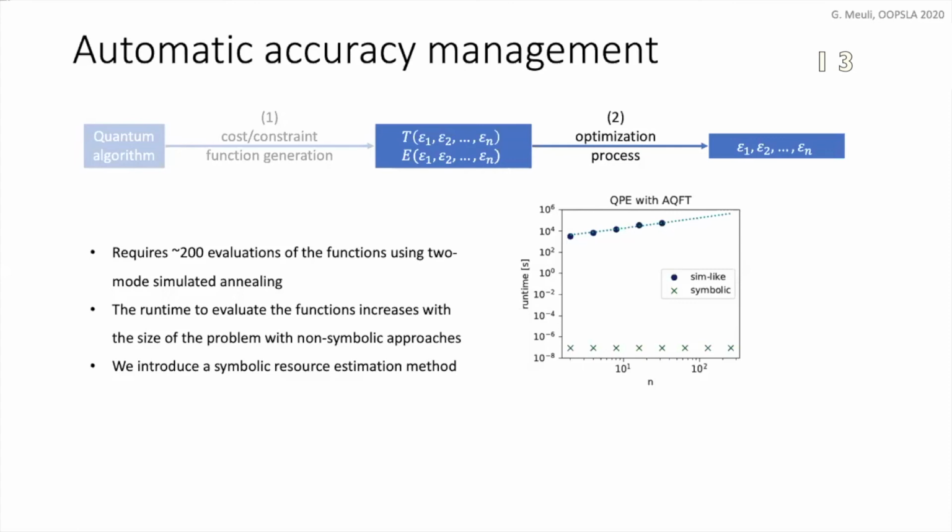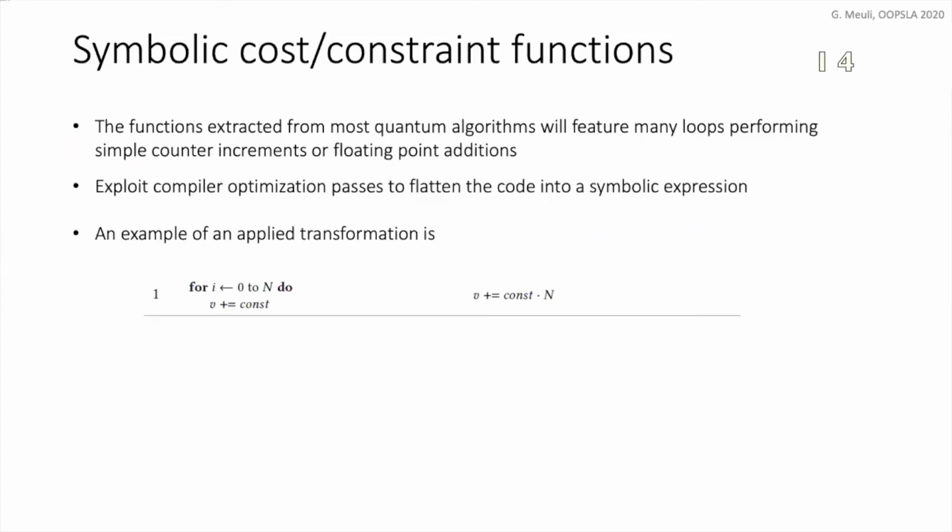Instead, we propose to generate T and E as symbolic expressions. As can be seen in the presented plot, the evaluation runtime will not depend on the size of the program. To achieve symbolic and loop-free expressions, we employ custom compiler optimization passes.